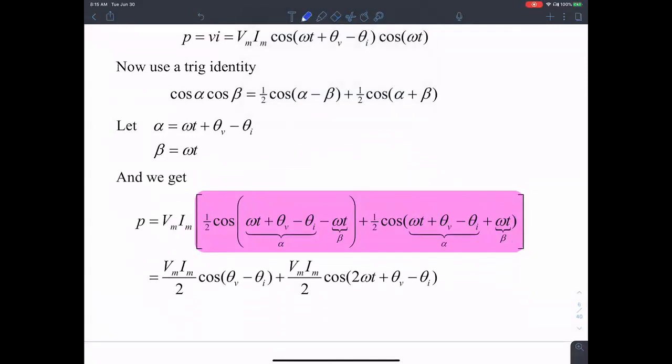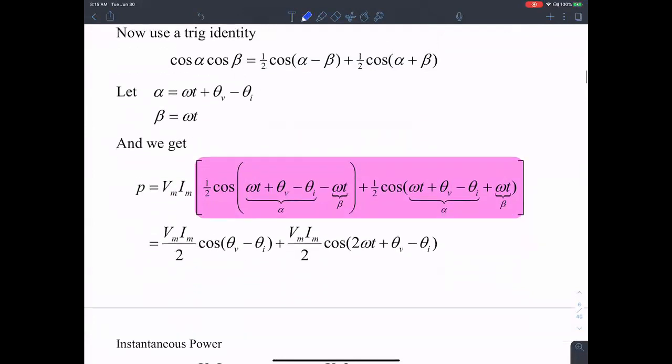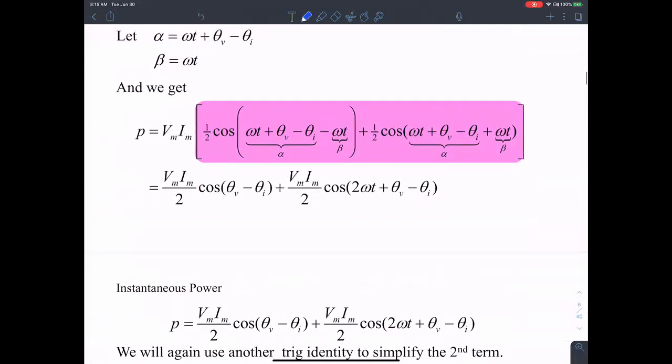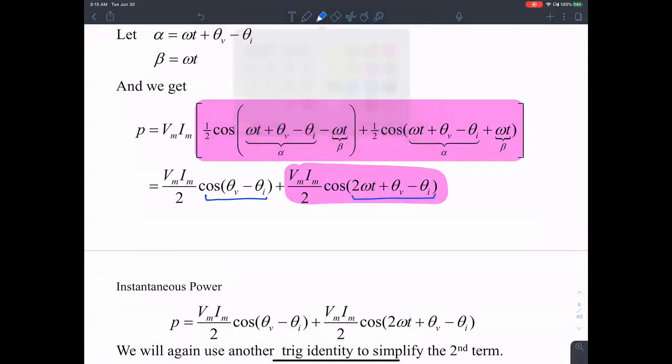Okay, now there is a cosine. So there's a cosine of theta v minus theta I term, and there's a cosine of 2 omega t plus theta v plus theta I term. Okay, let's examine these two terms. One term is this guy, the other term is this guy. Simply the product Vm Im times the two cosines.